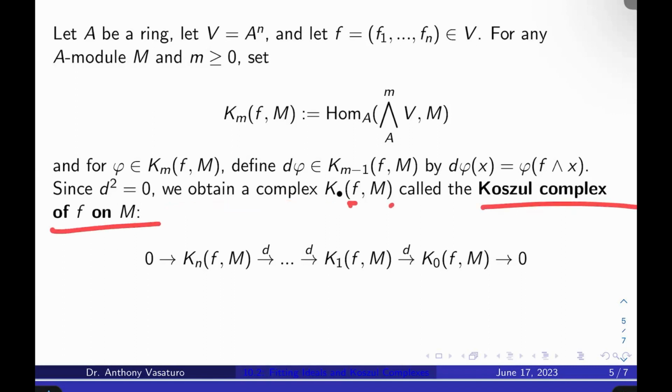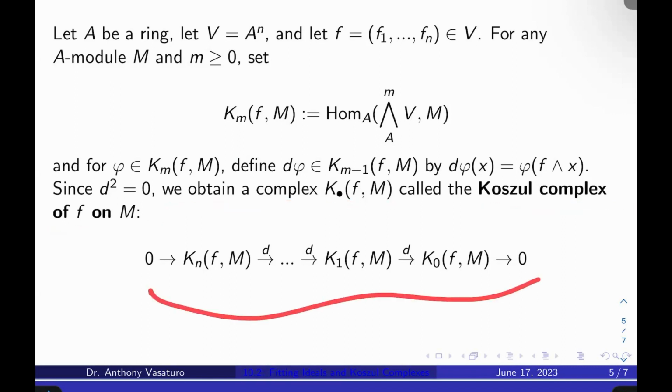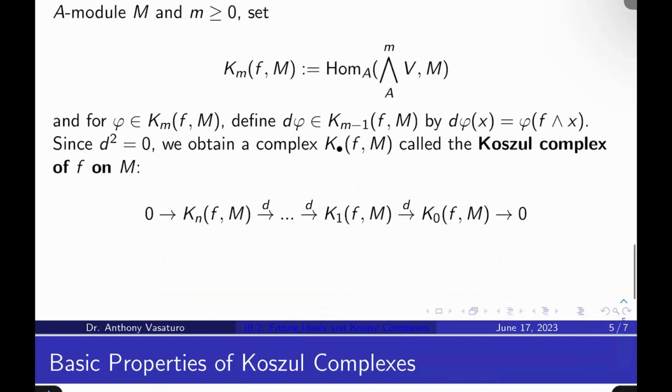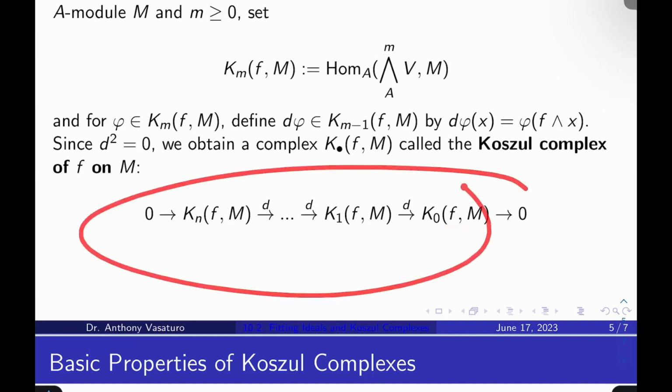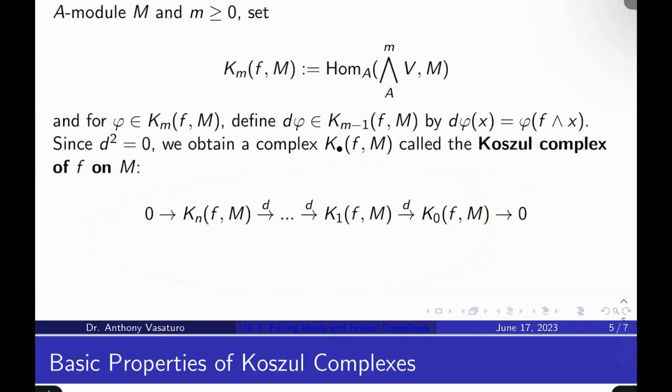And so we'll call the resulting complex K sub dot of F on M the Koszul complex of F on M. So here's what it is. It's a little sequence here: 0 to K sub n of F on M, then you apply the d map that puts you in K sub n minus 1 of F on M. You apply the d map again, that puts you in K sub n minus 2 of F on M, and so on, until you get down to K sub 0 of F on M and then to 0. Okay, so here's a complex, the Koszul complex of F on M.